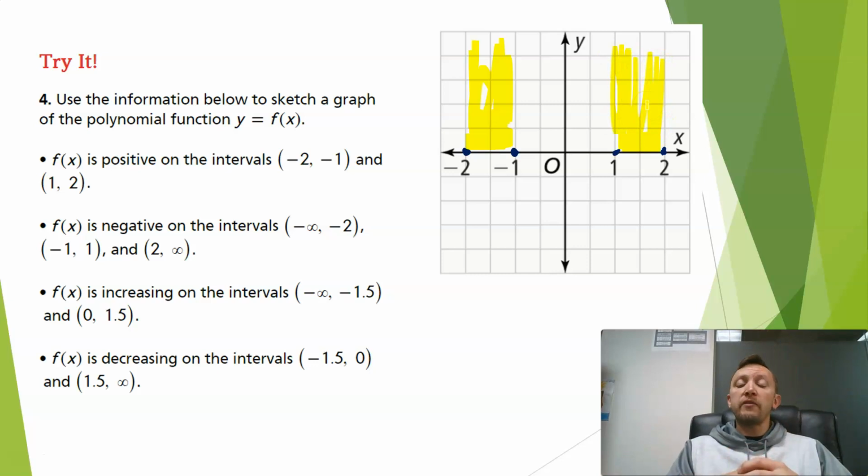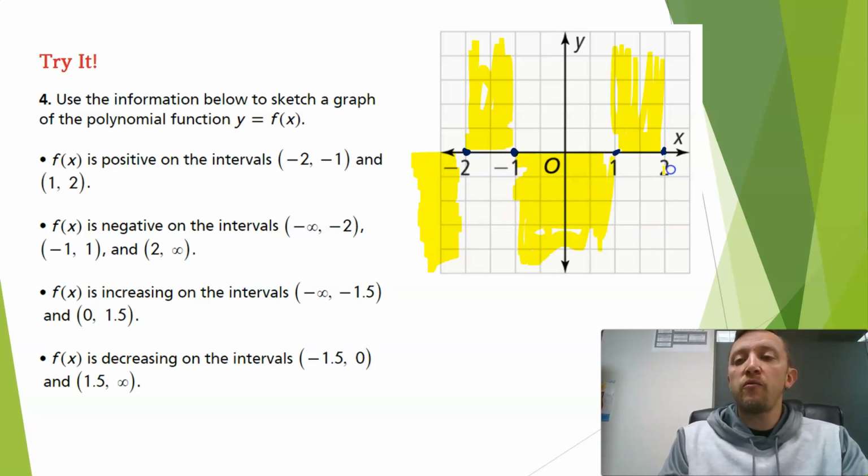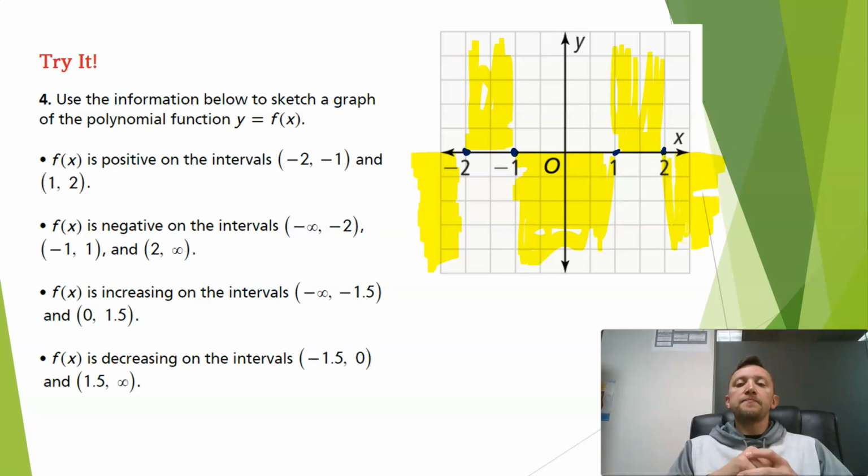We know it's going to be negative in the other intervals. It's going to be negative from -infinity to -2. So in this area, it's going to be negative. We know it's going to be negative in the interval between where x is -1 to where x is +1. And it's going to be negative from 2 to infinity.